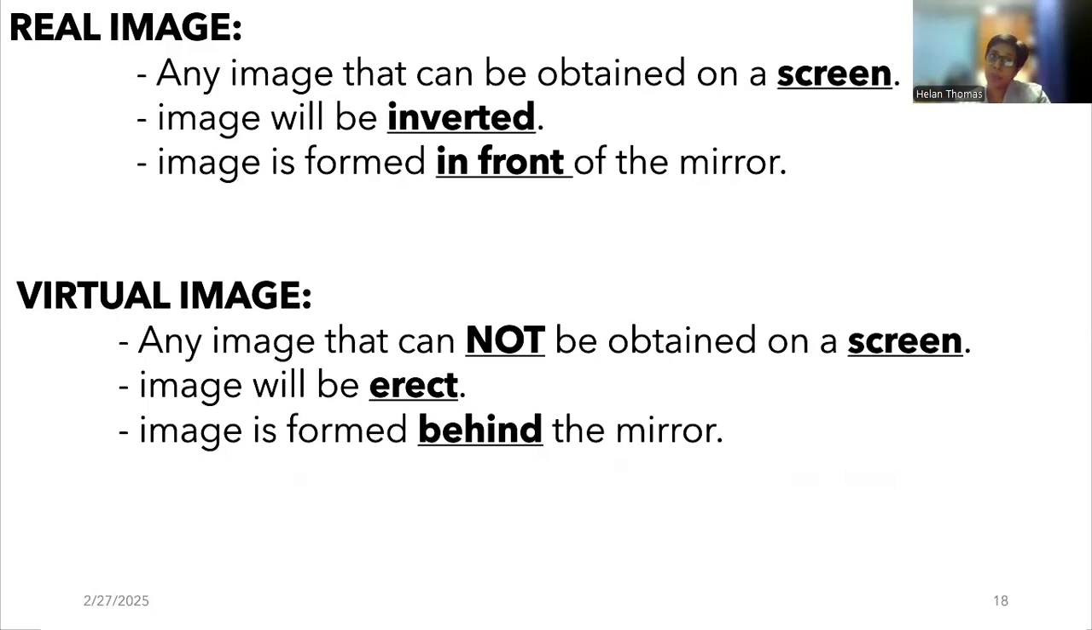While a virtual image cannot be obtained on a screen. The image will be erect, and it is formed behind the mirror. Virtual images are always erect and they will be behind the mirror. While real images are inverted, virtual images are erect. Real images are formed in front of the mirror, virtual images are behind the mirror.